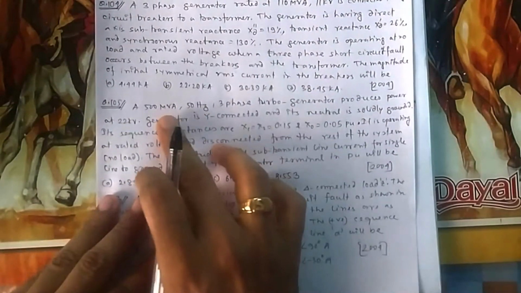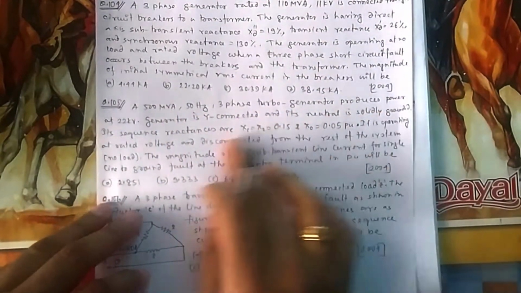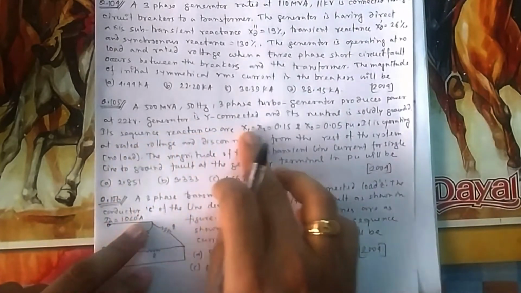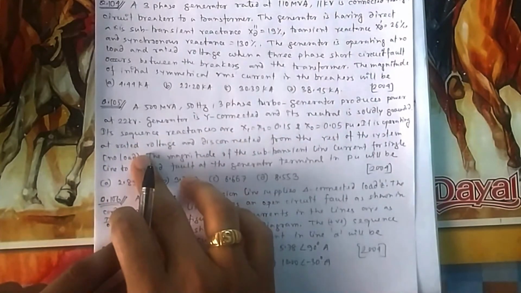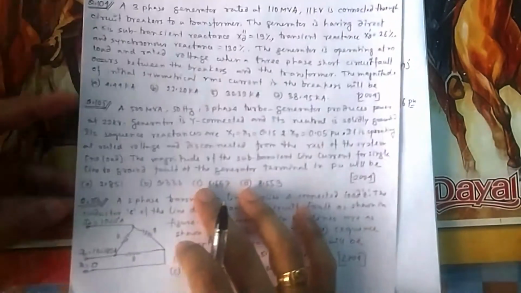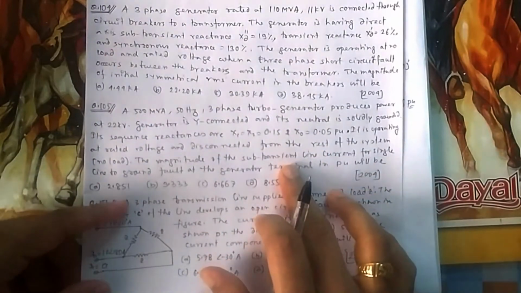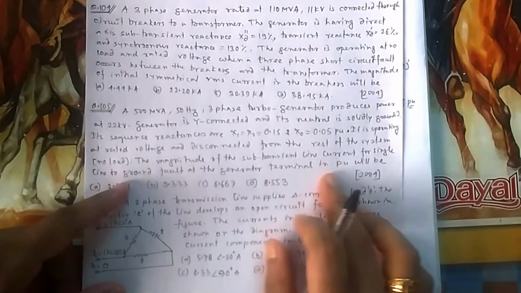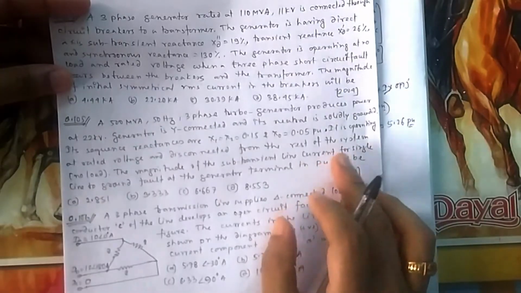A 500 MVA 50 Hz 3-phase turbo generator produces power at this voltage. The generator is star connected, neutral solidly grounded, and sequence reactances are given. It is operating at rated voltage and disconnected from the rest of the system, no load. So again something of this type of fashion, no load. The magnitude of the subtransient fault current for a single line to ground fault at the generator terminal, in per unit. It is single line to ground fault.